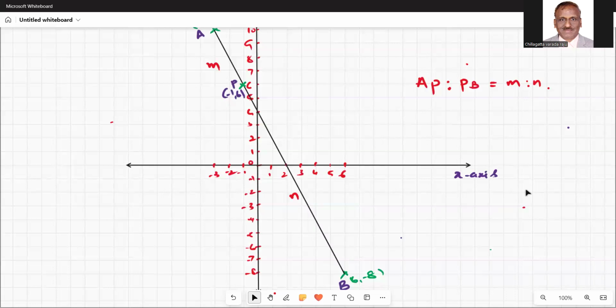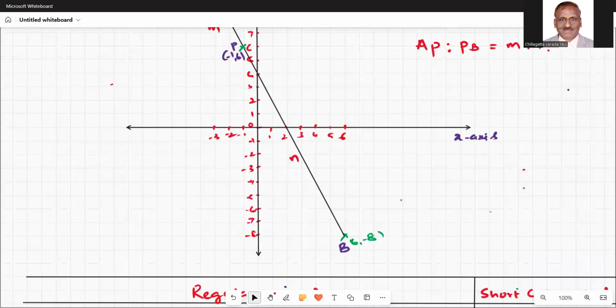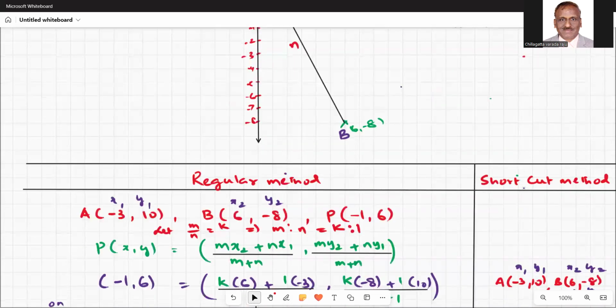Your question here is, in what ratio does the point P divide the line joining points A to B? That is, you need to find AP is to PB. So in the figure, I have taken AP as m and PB as n. Let AP is to PB be m is to n. Now we will solve what ratio it divides by using the regular method.